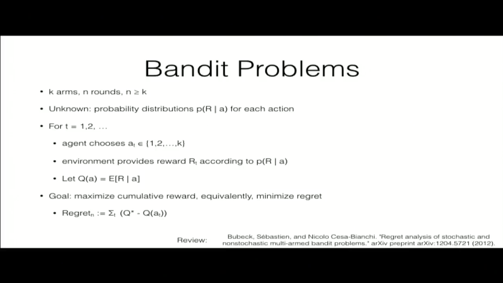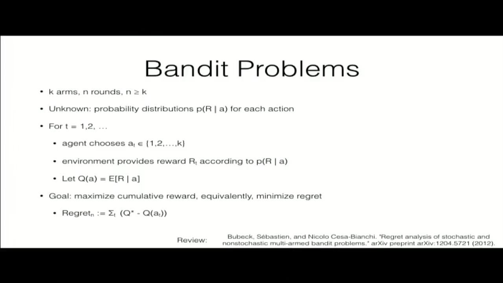So to be a little more formal, let's say in the bandit problem, we say there are k arms, which are k actions. And we have n rounds, in which we're going to choose actions. And we don't know what the returns are for each action. So for each action, there's a probability, p of reward given action. But we don't know these probability distributions.